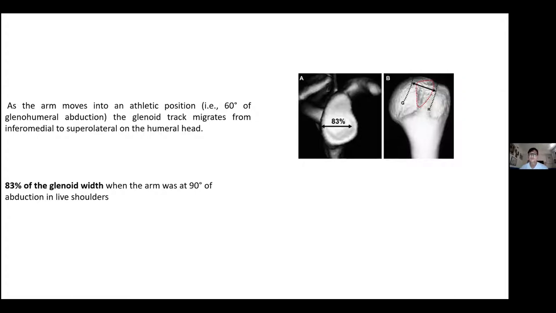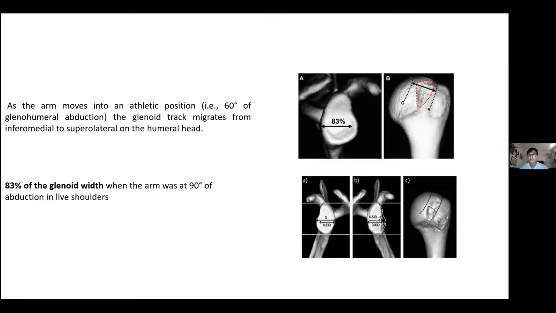As the arm moves into an athletic position, that is, 60 degrees of glenohumeral abduction, the glenoid track migrates from the inferior medial to the superior lateral aspect of the humeral head. The part of the humeral head that comes in contact with the glenoid during this arc of motion will determine whether the Hill-Sachs lesion will engage and cause dislocation. In a normal shoulder, the glenoid track is 83% of the glenoid width. But if there is glenoid bone loss, the glenoid track decreases and a smaller Hill-Sachs lesion may become significant, causing dislocation.